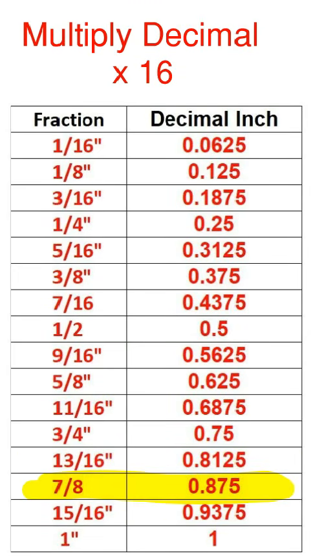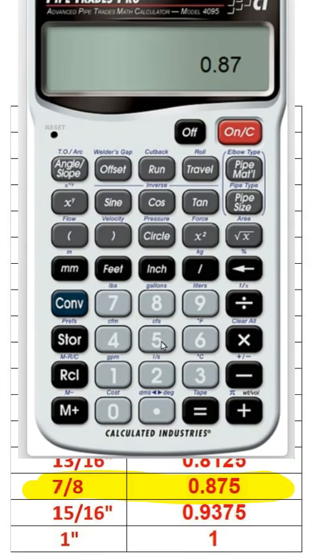So let's put in 0.875 in the calculator and times that by 16. And when we do that, we'll get 14. That 14 represents 14/16. So if we reduce that, that will equal 7/8.